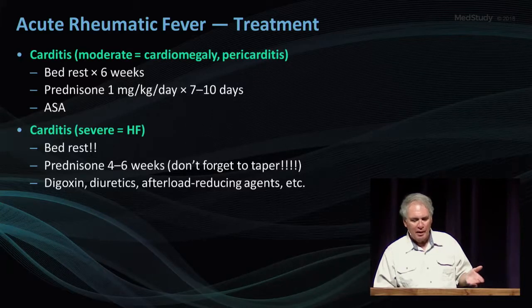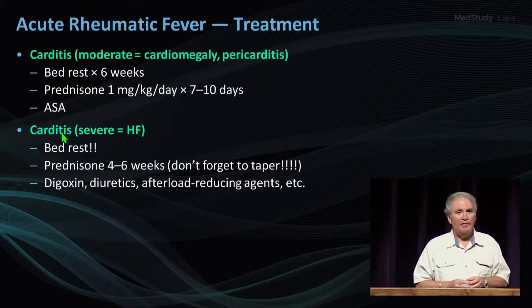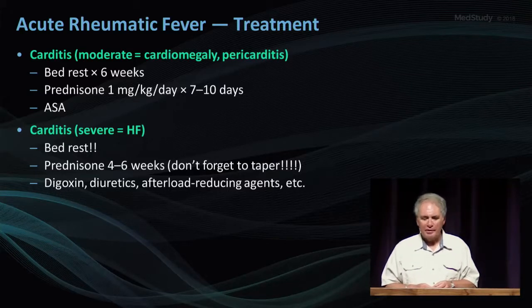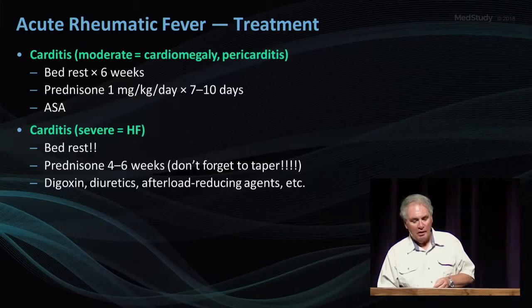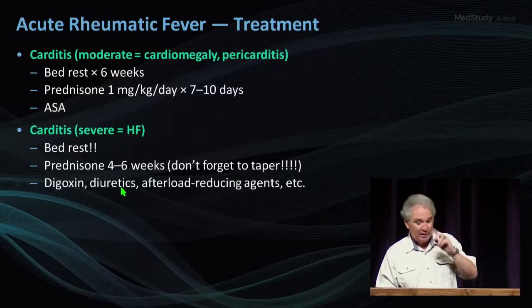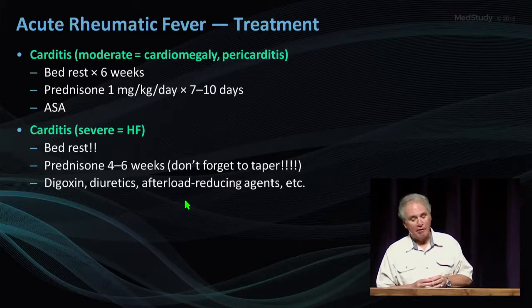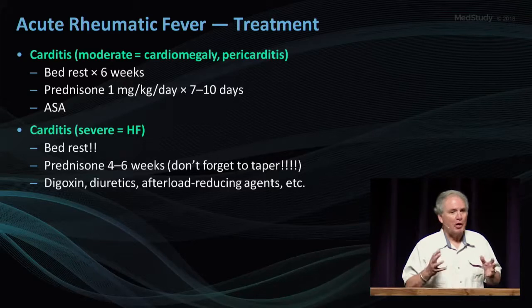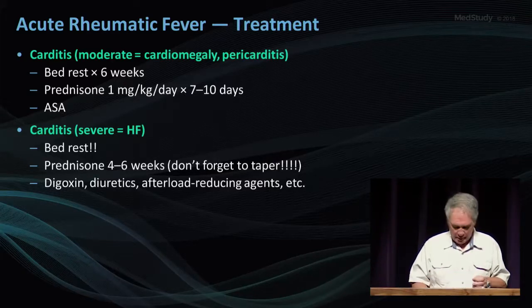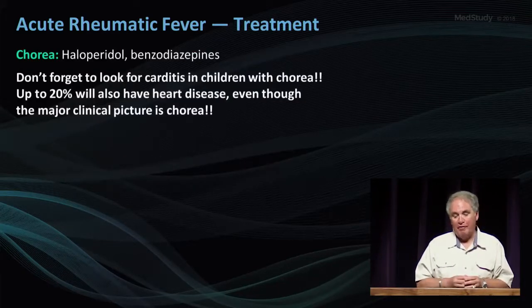And finally, patients who have severe carditis, and that's defined as a patient exhibiting signs and symptoms of heart failure: bed rest, extensive long course of prednisone, don't forget to wean, taper, and heart failure medications if necessary. Inotropes, diuretics, afterload reducing agents, sometimes digoxin. Okay? So that's the treatment of rheumatic fever.